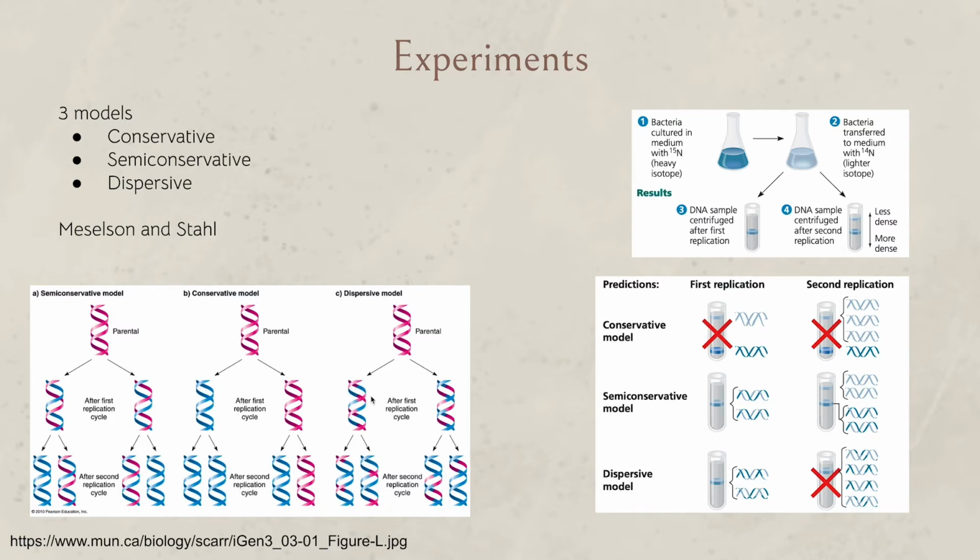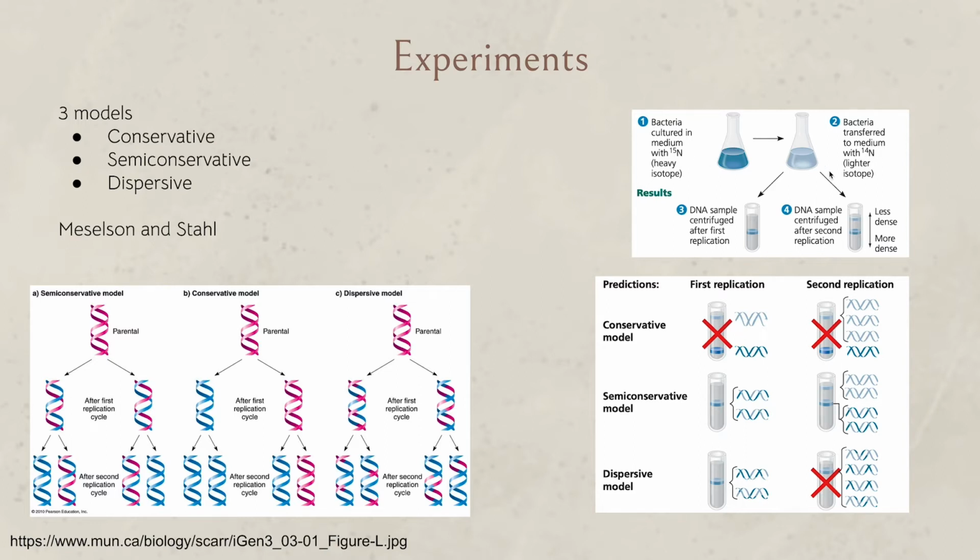It's dispersed, like the name. So there were researchers Meselson and Stahl that came up with a great experiment to determine what model it was. Essentially, what they did was they cultured bacteria in a medium with heavy nitrogen. So all of the DNA they made was heavy.